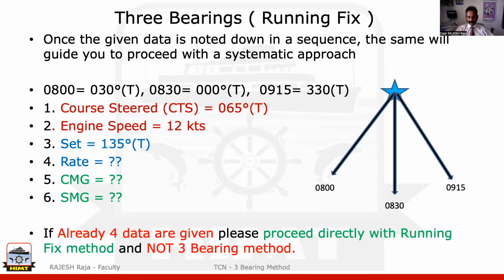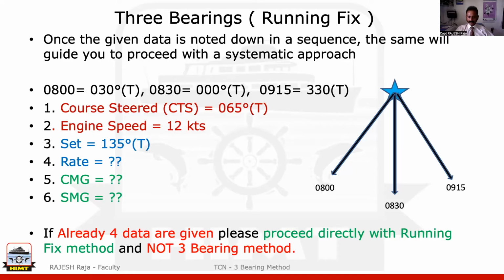Okay. This is a small word of caution for you. There's nothing wrong, but you'll be wasting time. That is the reason I'm giving you this caution. If already 4 data were given in the same question, please directly proceed by a normal running fix. Do not attempt a 3 bearing method. You will get the answer even with the 3 bearing method also, but it is a waste of time.